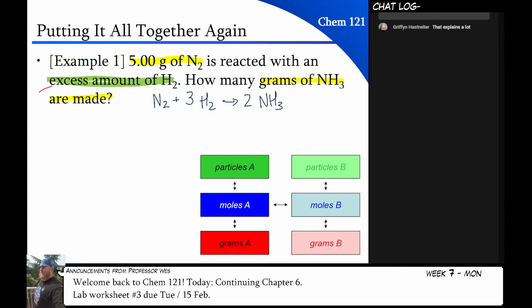Whenever you see the word excess, what that means is that you're never going to run out of it, and so you have it in abundant supply. So ignore it for this calculation, because it's not going to determine how much stuff you can make, because you have as much of it as you need.